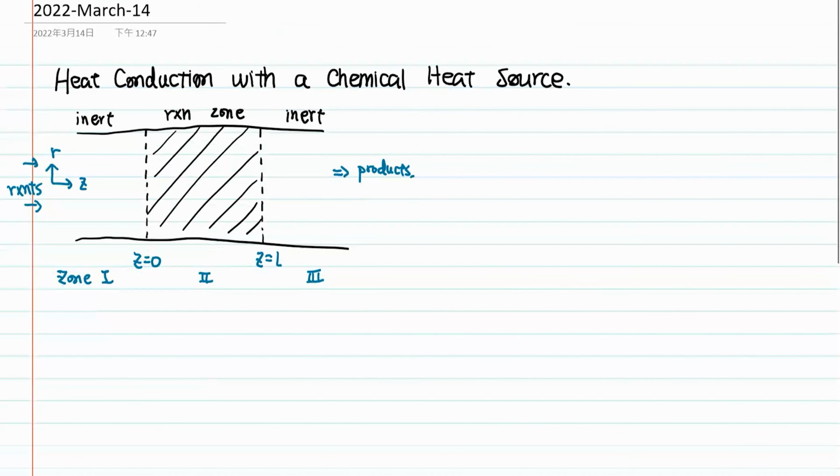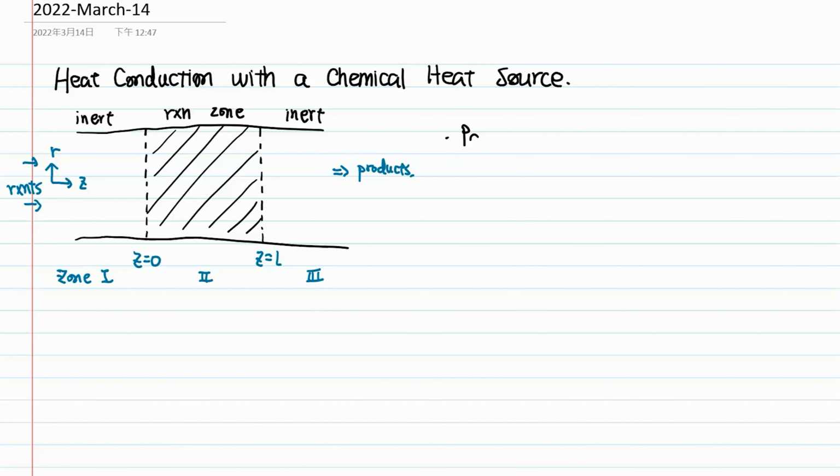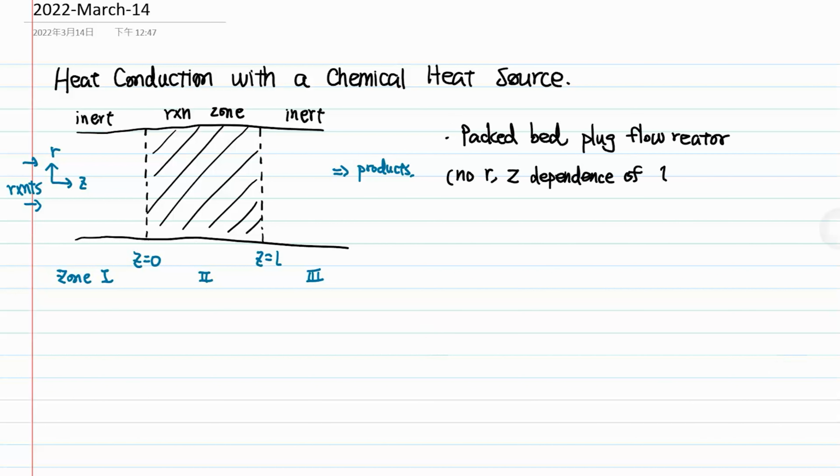So first, this would be a packed bed and plug flow reactor. Plug flow meaning that there's no velocity distribution. The velocity is going to be the same everywhere. So basically that means no r and z dependence of v sub z.